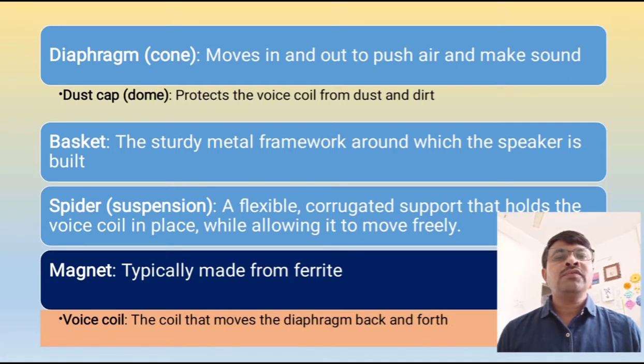Some functions of internal parts and components. Diaphragm. A cone type diaphragm is used and made of paper material. Its function is that it can move in and out to push air and make the sound. Since the cone type diaphragm is used, the speaker is also classified according to the cone.